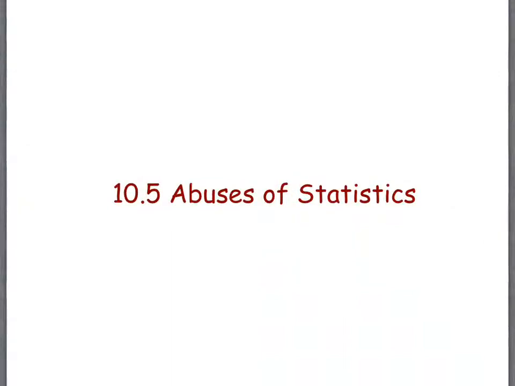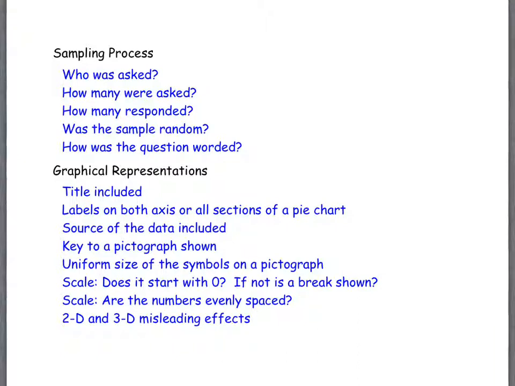All right, 10.5 is a single sheet of paper, right? And it talks about abuses of statistics. So we're going to run through these real quickly. We do need to talk about them. There are two different basic kinds of abuses of statistics.